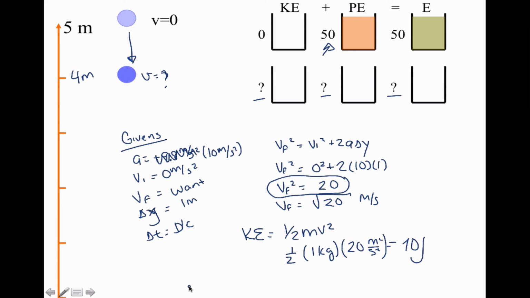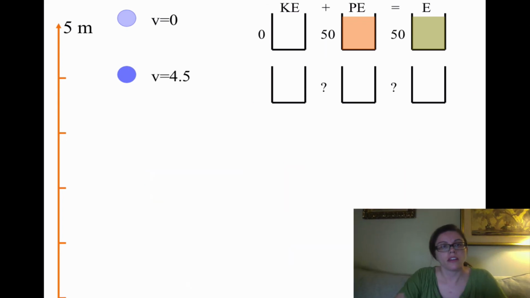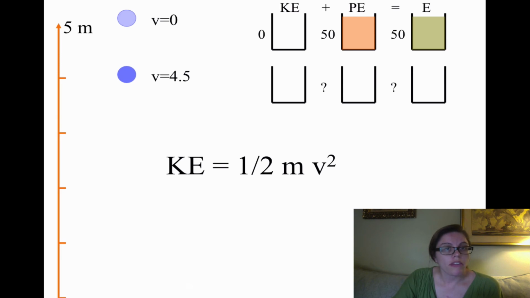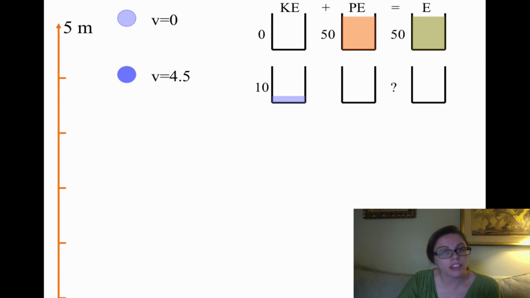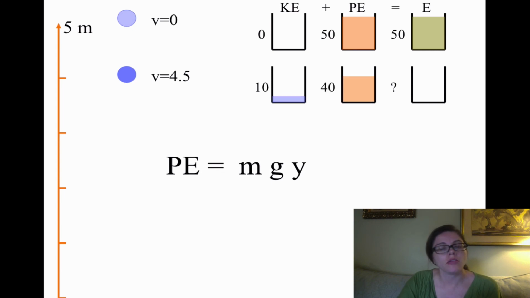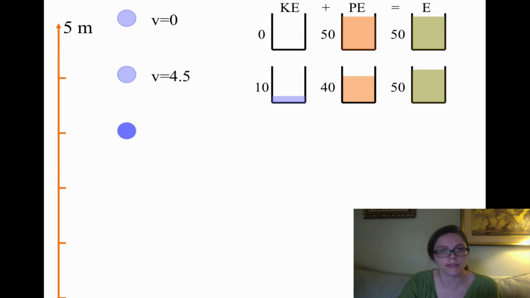All right. So square root of 20 is approximately 4.5 meters per second. So our kinetic energy is about 10 joules. Our potential energy now is mgy. Remember, m is 1, g is 10, y is now 4, so our potential energy will be 40. And our total energy, 10 plus 40, is 50 joules.